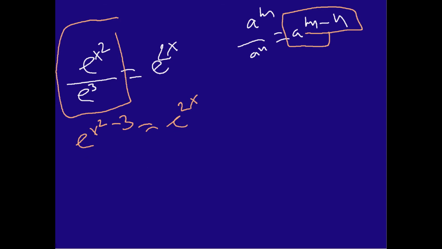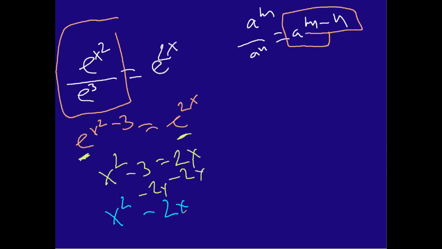Now, we already have the same base, and that's Euler's number. So now it's just basically x squared minus 3 equals 2x. You just do some basic rearranging here. I want to move all of this to one side, so minus 2x, minus 2x. And what I end up with is a quadratic function, x squared minus 2x minus 3 equals 0.